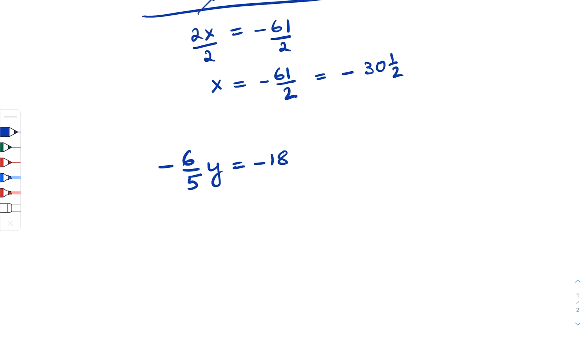Now when I look at this problem, the first thing I need to understand is that this y, even though it's sitting in the middle of this fraction, you have to treat it as part of the numerator, which means you can combine the y with the 6 by multiplying it. So I would recommend just multiplying the 6 with the y. So rewrite that as negative 6y over 5 is equal to negative 18.